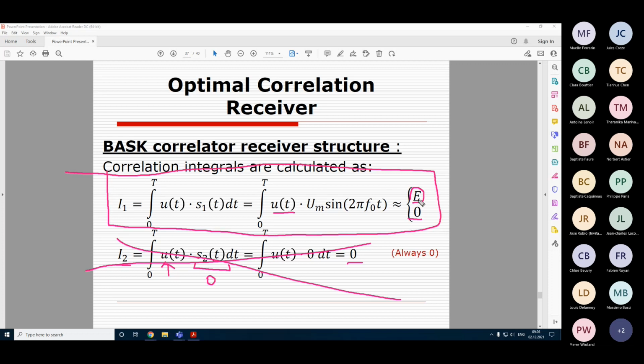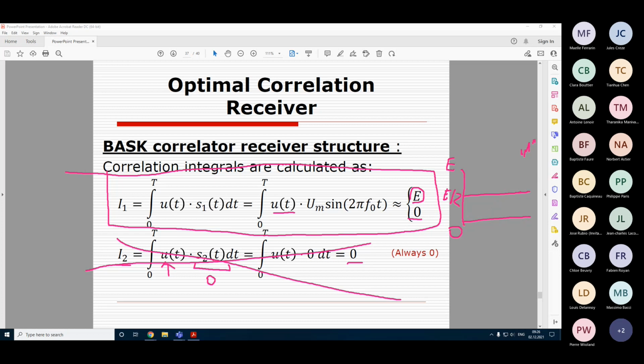Now, if we have noise, of course, we are not going to get precisely the energy here, nor precisely 0 here. But still, we can set a threshold between 0 and the energy, at half of the energy. That is our decision boundary. For example, if the correlation integral result was like this, we can see that it exceeds this threshold, and it's actually 1.